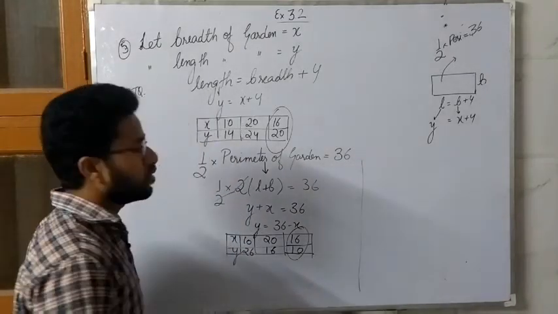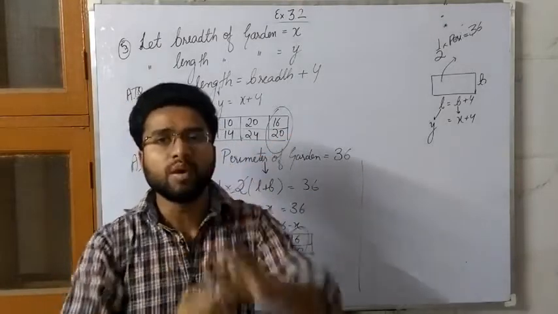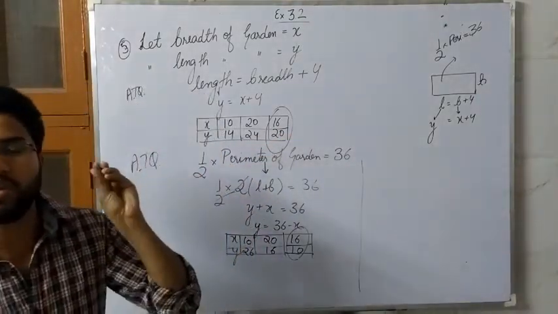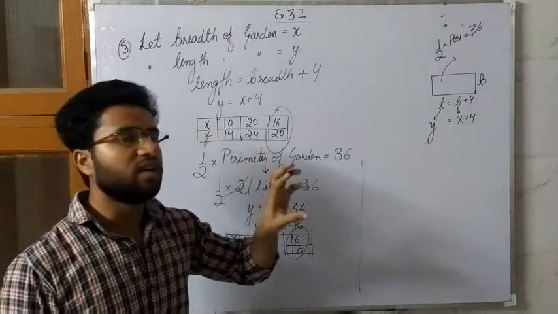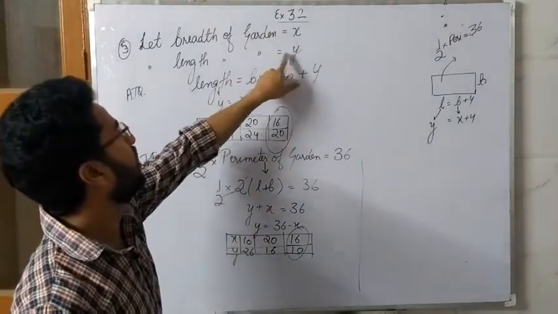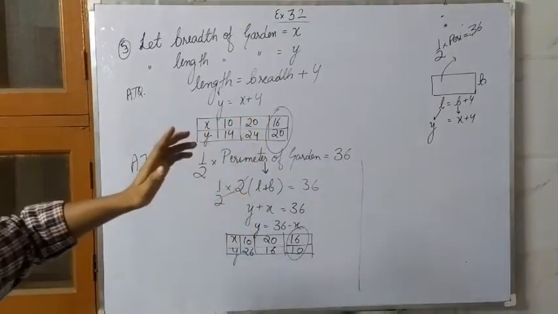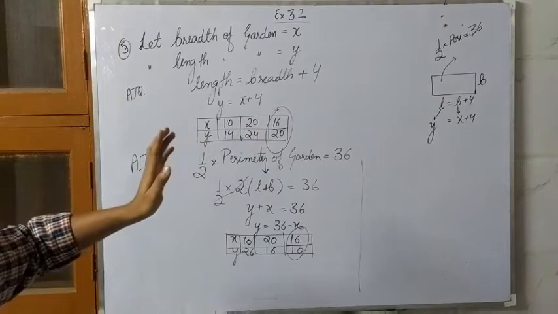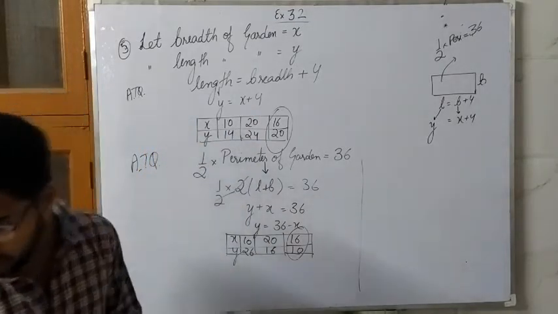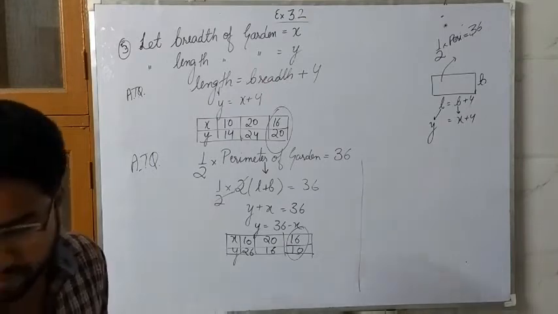Now, as you find its graph, you will see that they both will intersect at some point, and that intersecting point will be its solution, and the value of x will be breadth and the value of y will be length, as we have done in question number 3, in question number 1. Now come to question number 6, right?